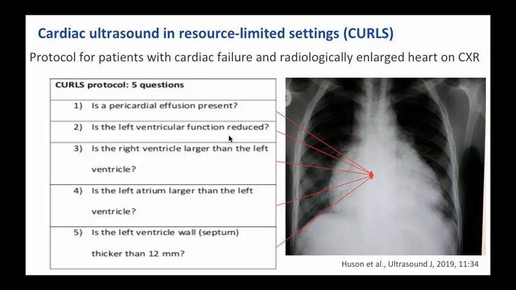Is left ventricular function reduced? Which would point toward congestive heart failure, dilative cardiomyopathy. Is the right ventricle larger than the left ventricle, which would point towards cor pulmonale? Is the left atrium larger than the left ventricle, which can be a sign of rheumatic heart disease and mitral valve stenosis? And is the left ventricle wall, the septum, thicker than 12 millimeters, which would point towards left ventricular hypertrophy? We will go in detail through all these questions in this lecture.